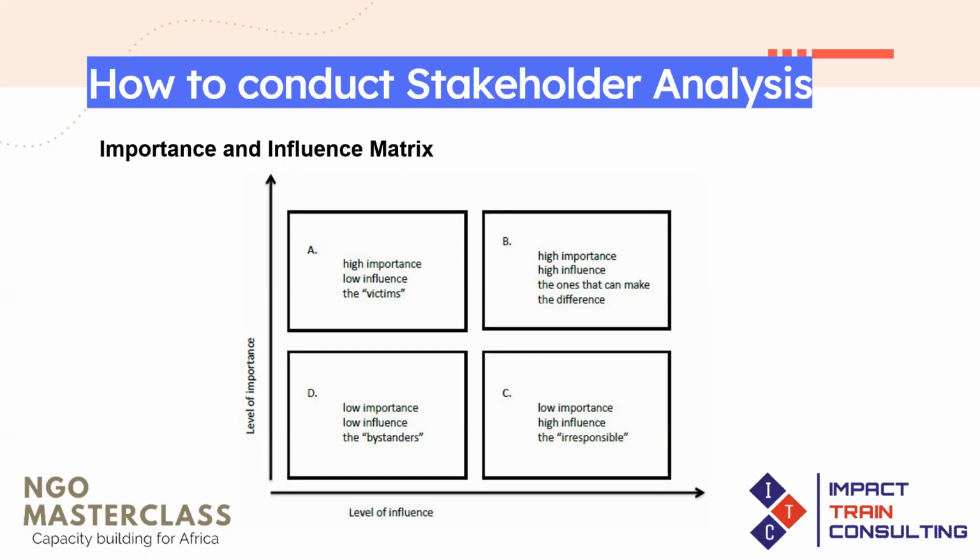And then in box B, you have people who have high importance and high influence. People who can make a difference on that project. These are the ones you're going to put in box B. And then in box C, you have people who have low importance and high influence. Very low importance and high influence. And then in box D, you may have people who are of low importance and low influence.